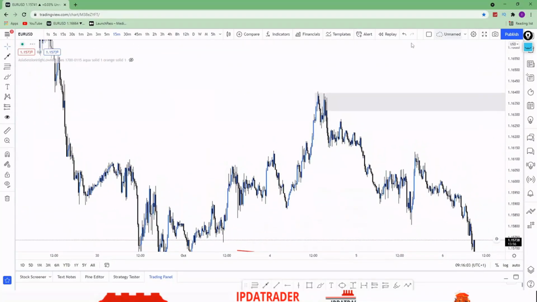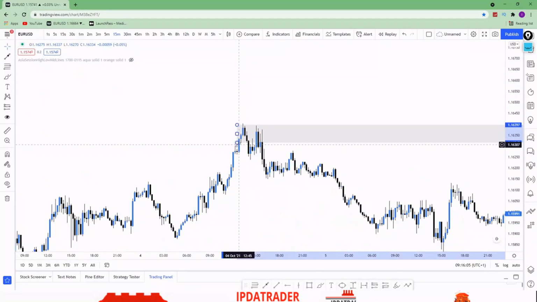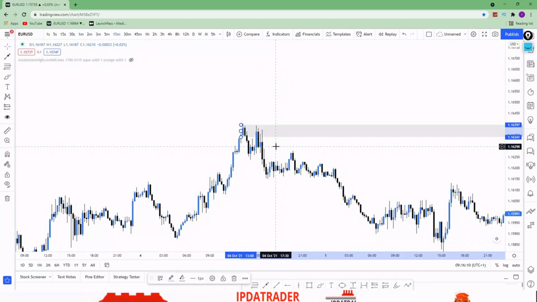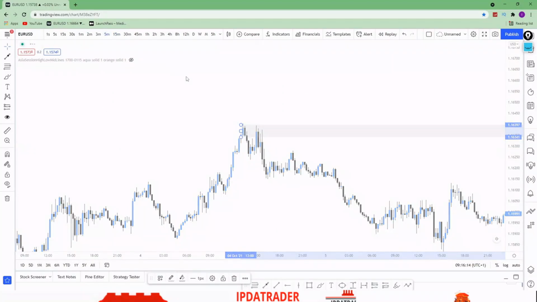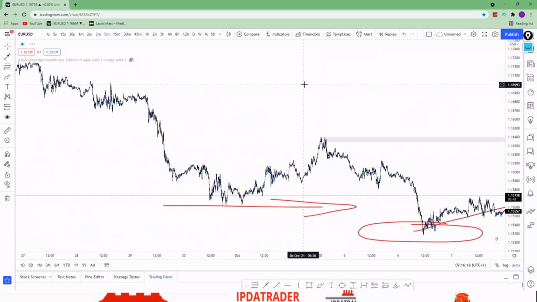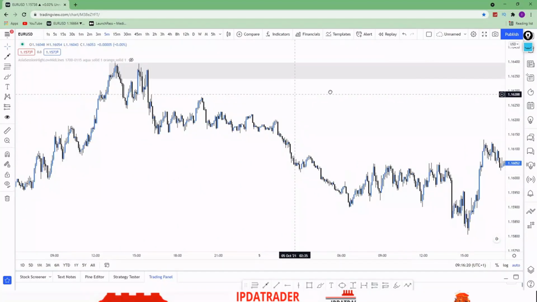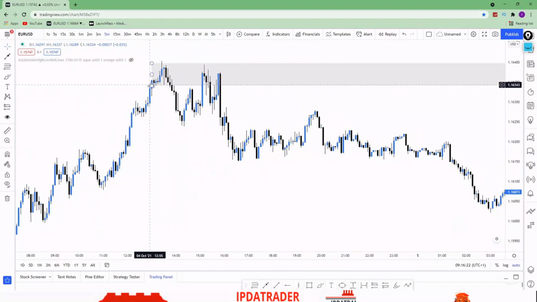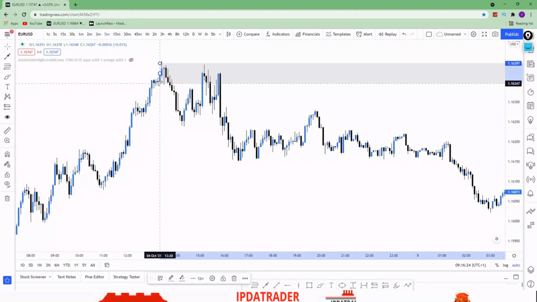Let's move into the 15-minute. 15-minute offers us this one right here. This one has already been mitigated. It doesn't mean it's not valid. It just means that the probability is decreasing. So let's move into a 5-minute. And let's see if we can find a very clean order block. 5-minute offers us this up move before the down move right here. I would go ahead and use that.